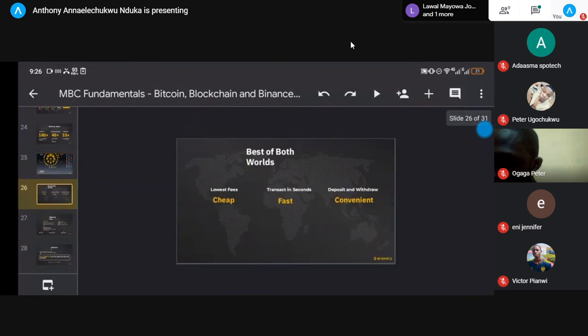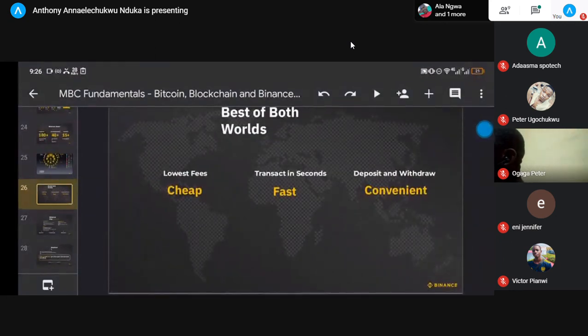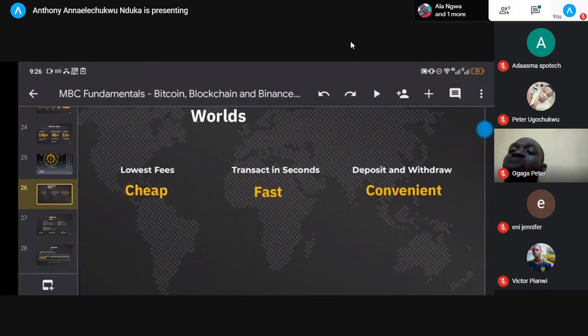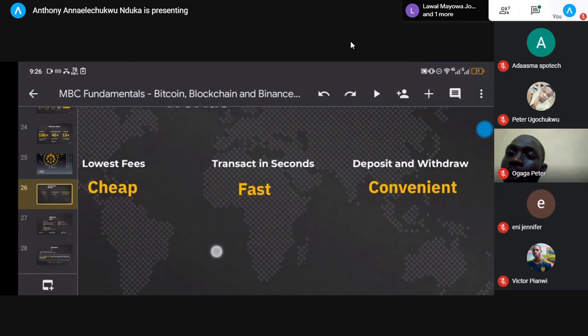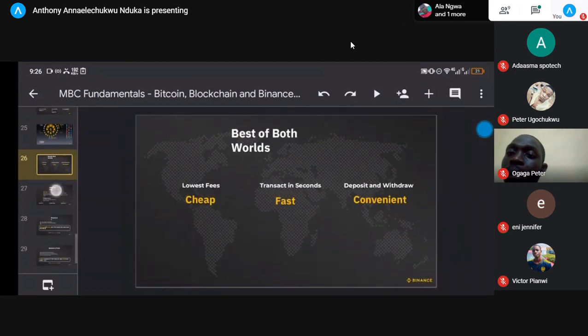Now we'll go to the best of both worlds. Binance has the lowest fees, which is cheap. If you are trying to run some trades on Binance, you will have cheaper transaction fees. And for those who use my link to sign up, you have 5% off the fees when you trade. And you can deposit and withdraw easily. I'm going to show you how you can do that.